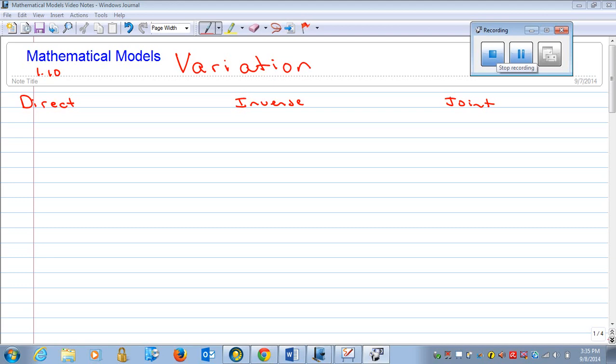The types of variation we will review are direct, inverse, and joint variation. Let's give you some specifics about direct. This is a review from last year. You will see it written several ways.